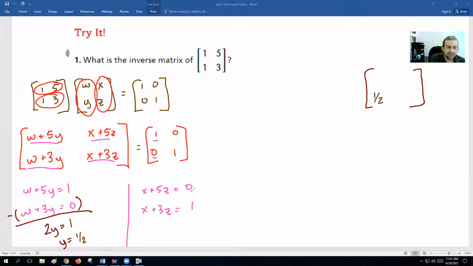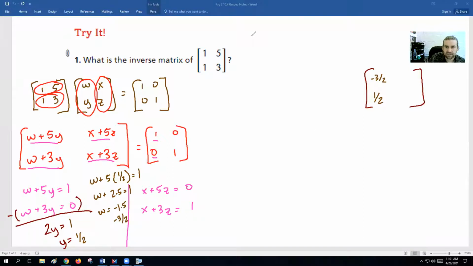All right, now let's plug that in. If we do w plus 5 times a half, that equals 1. So w plus 2.5 equals 1. We can subtract, and w would equal negative 1.5. That's negative 3 over 2 if you like fractions. So that's what w equals, negative 3 over 2.